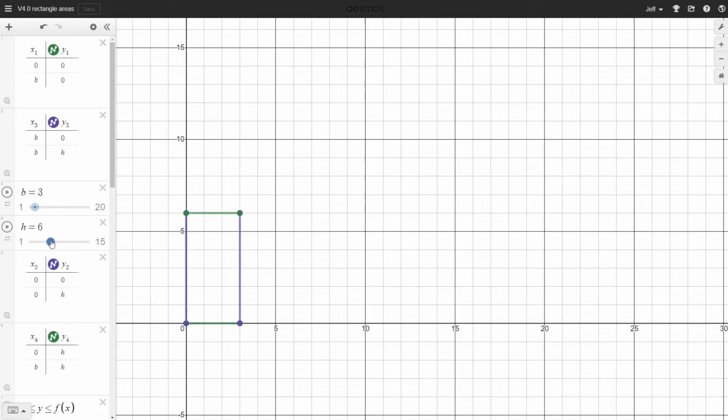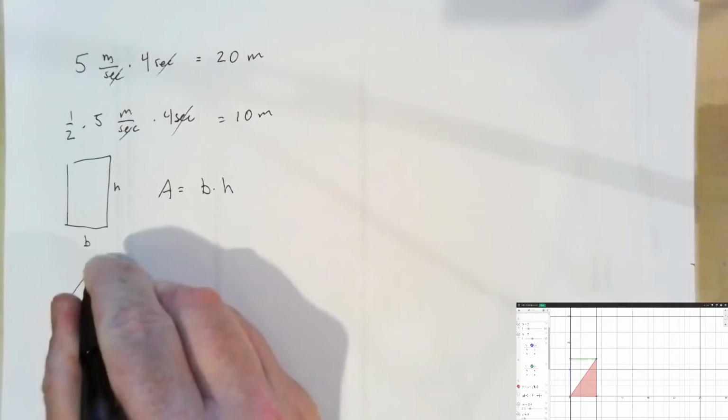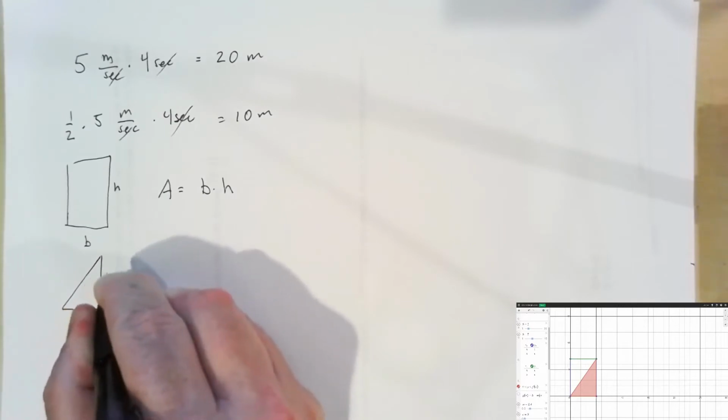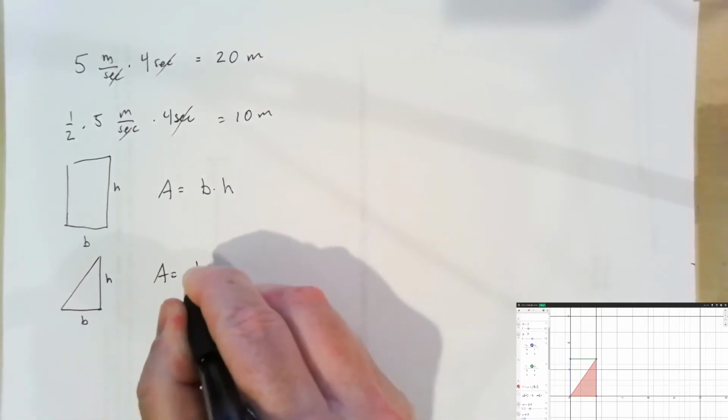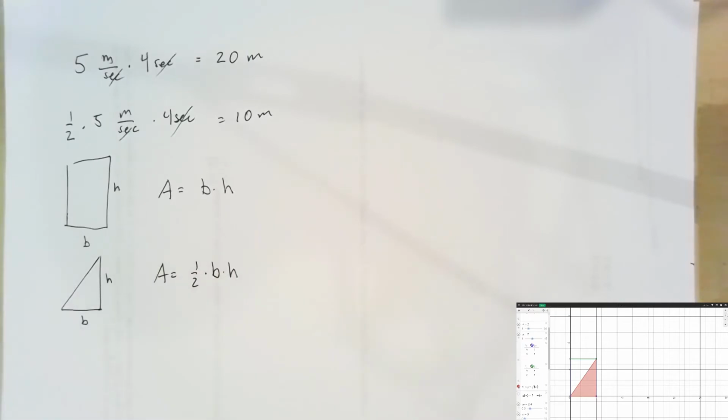If we change the height or the base of the rectangle, we can still use the same formula, base times height. What if we cut that rectangle in half? We'd have a triangle. And what would the area of this triangle be? It would be half the area of the rectangle. It would be 1/2 times the base times the height. Another familiar formula.